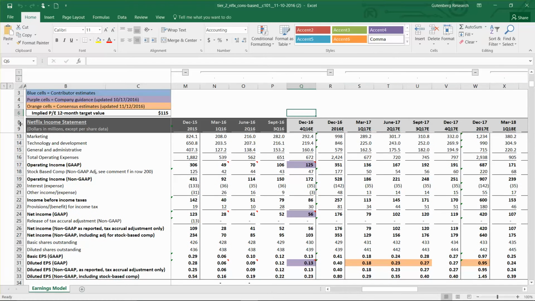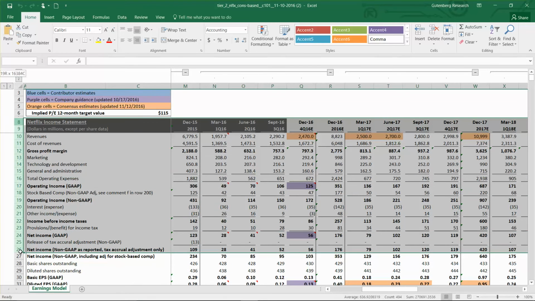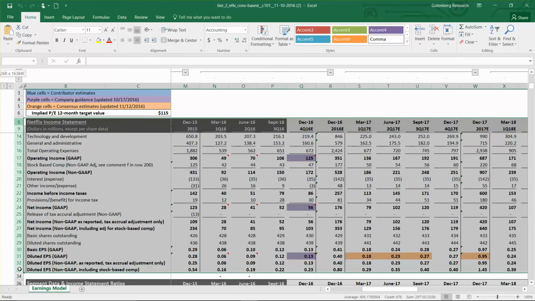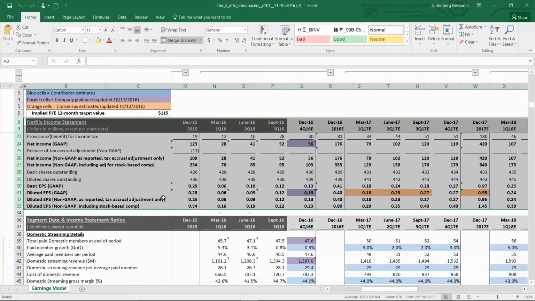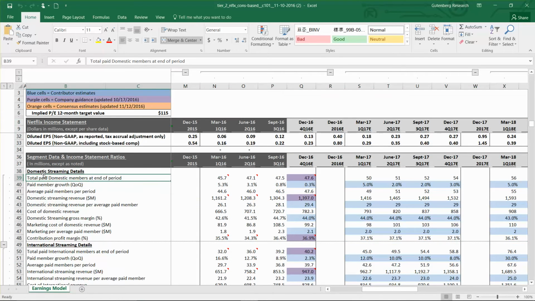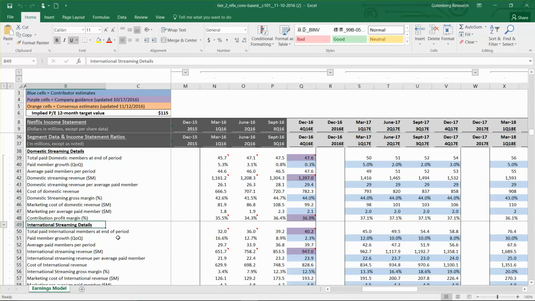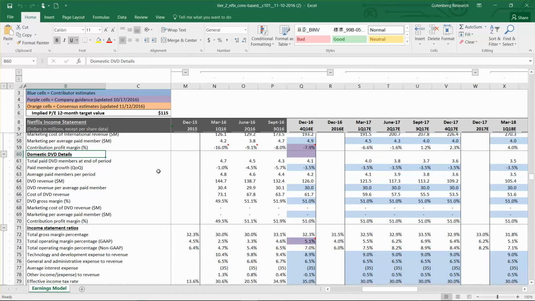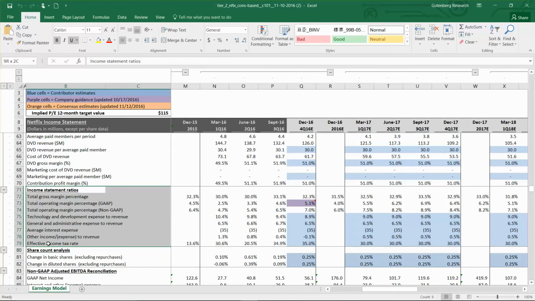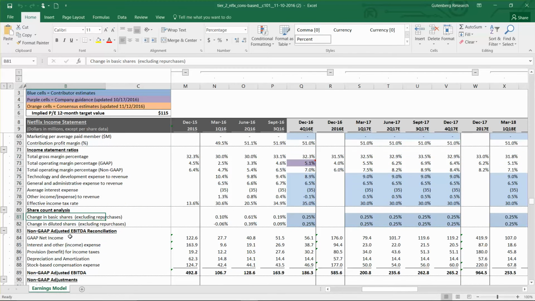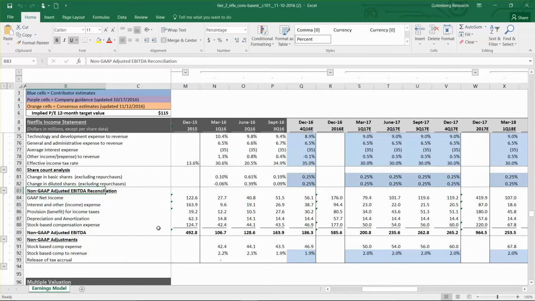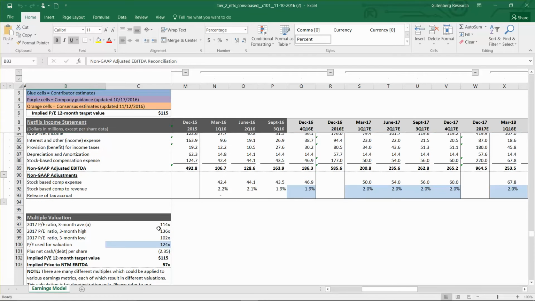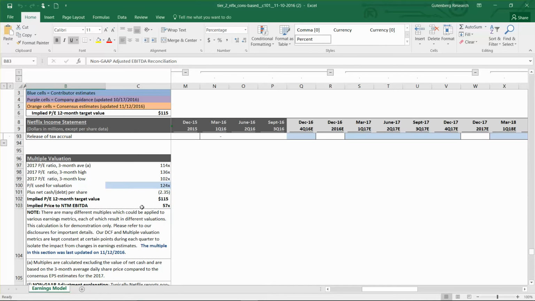So then just to show you how it breaks down, we have the income statement up above. Below that, we have segment details. For Netflix, there are 3 primary segments: domestic streaming, international streaming, and then the DVD business, which is essentially in runoff at this point. Below that, we have some income statement ratios that help us predict the rest of the income statement, some basic share count analysis, and then a non-GAAP adjusted EBITDA reconciliation. And below that, we have the market multiple based valuation.